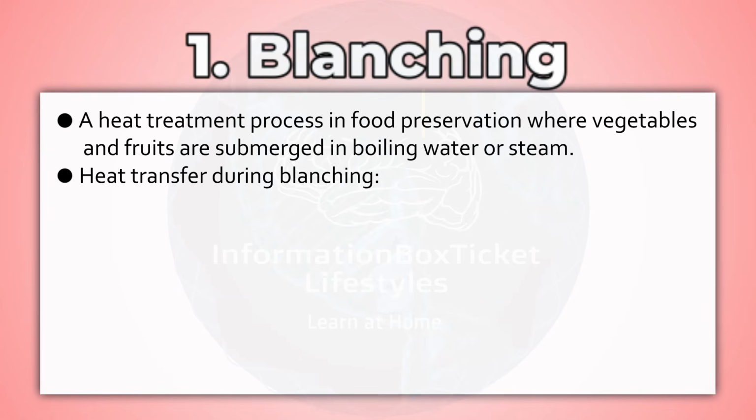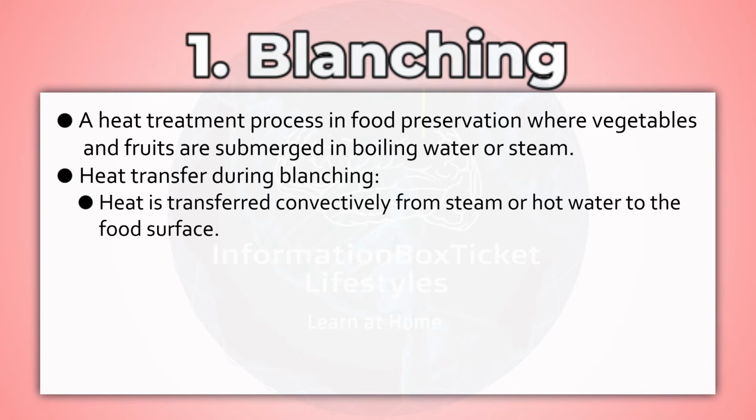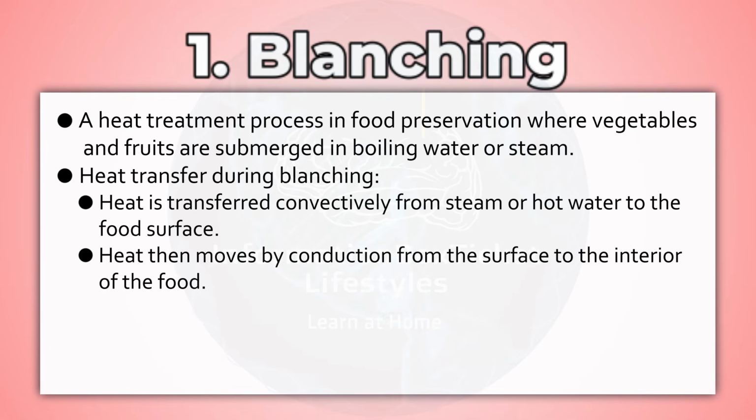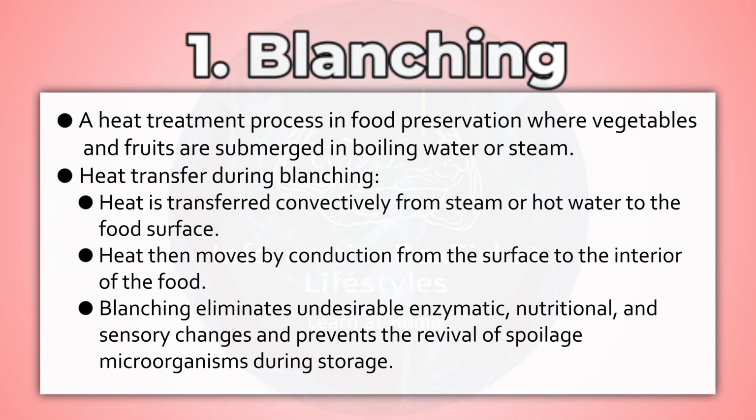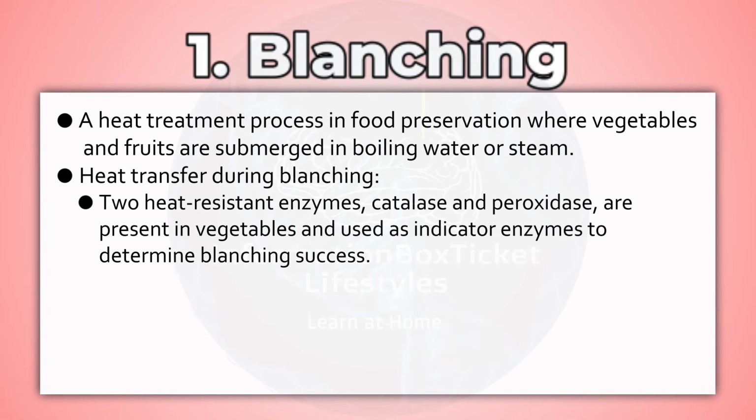Heat transfer during blanching. Heat is transferred convectively from steam or hot water to the food surface. Heat then moves by conduction from the surface to the interior of the food. Blanching eliminates undesirable enzymatic, nutritional, and sensory changes and prevents the revival of spoilage microorganisms during storage. Two heat-resistant enzymes, catalase and peroxidase, are present in vegetables and used as indicator enzymes to determine blanching success.